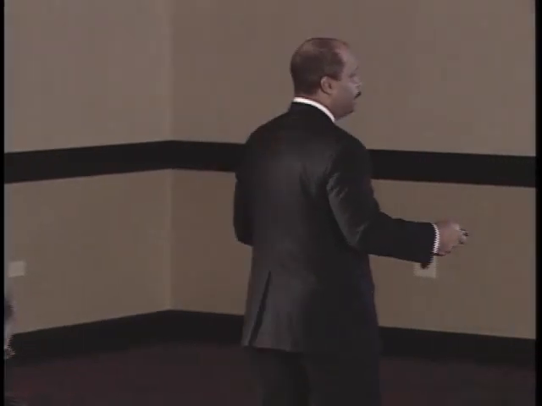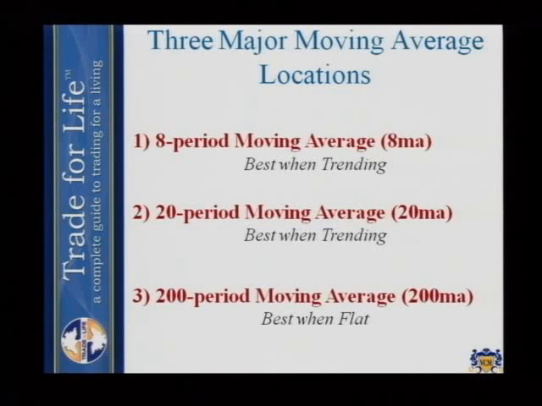Okay? Now, I'm sure you guys know what this is, but there's nothing fancy about a moving average. It's simply the average price over X number of periods. So when you see the 8-period moving average, you're looking at the stock's average price over the last 8 bars. Average price over the last 20 bars, average price over the last 200 bars. Moving averages are just price looked at in a different way, in an average type way. Now, the 8 is best when it's trending up or down. The 20 is best when it's trending up or down. The 200 is the most powerful when it's flat.